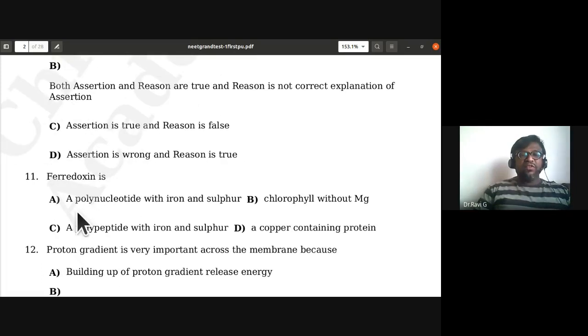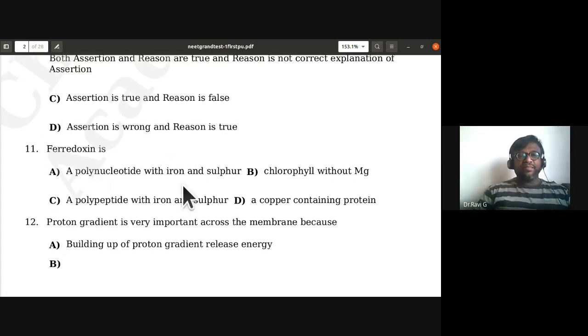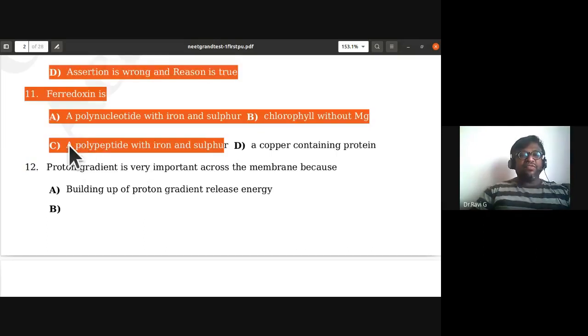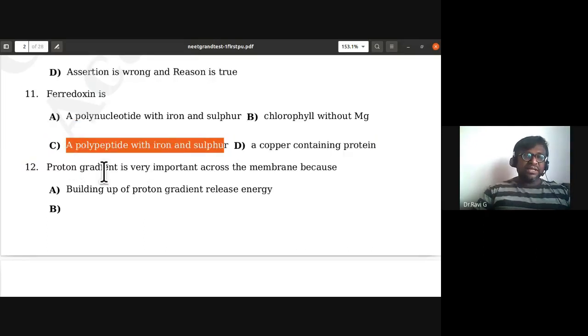Next one: ferredoxin is a polynucleotide with iron and sulfur, a chlorophyll without magnesium, a polypeptide with iron and sulfur, or a copper containing protein. So ferredoxin is a polypeptide with iron and sulfur. So for the 11th one, C is the correct answer.